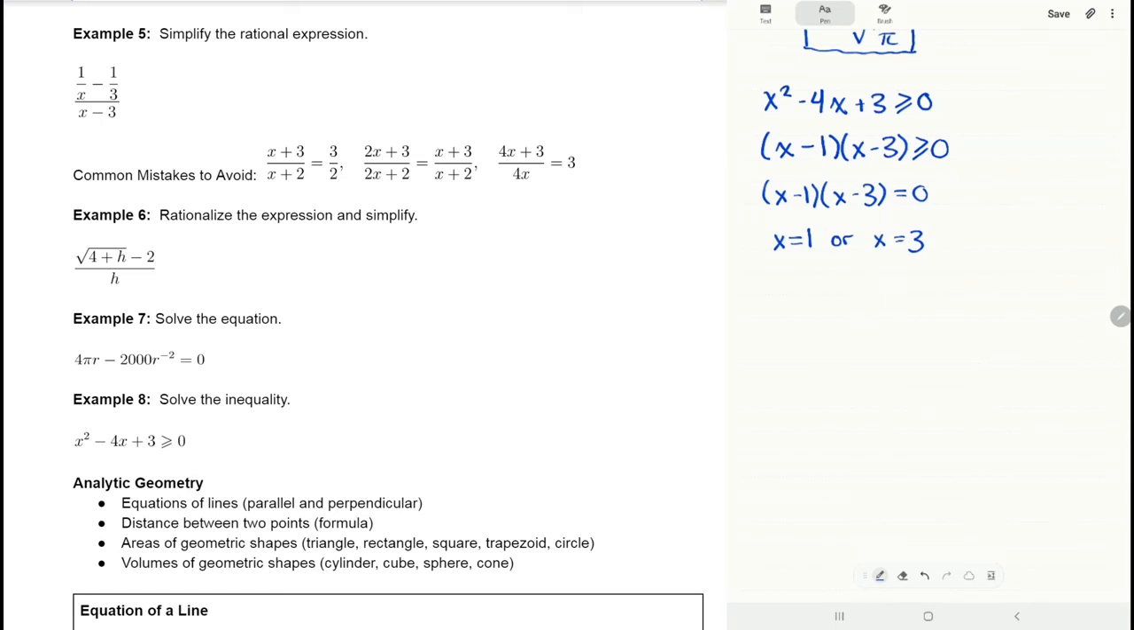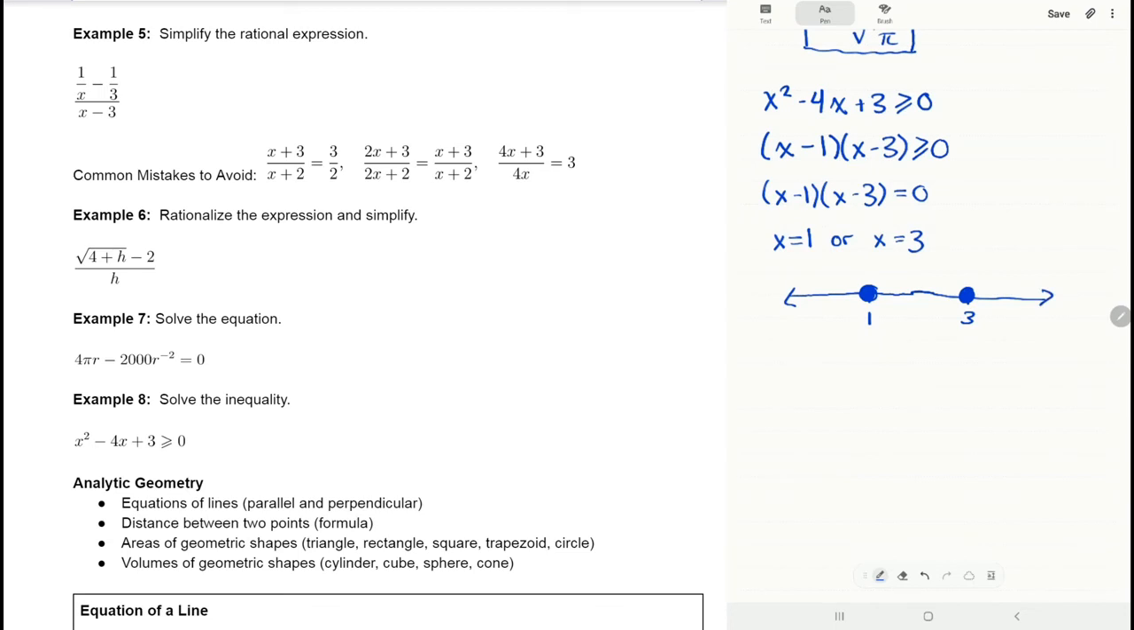So now we want to use these values to help us determine what values of x will make the quadratic positive. So here we're going to use a number line to help us find these intervals. So we're going to put the values where the quadratic is equal to 0 on the number line. So we're going to use the number line to help us determine the values of x which make the inequality true. So because we want the inequality to be greater than or equal to 0, we're going to shade in where the values are equal to 0, which are at 1 and 3.